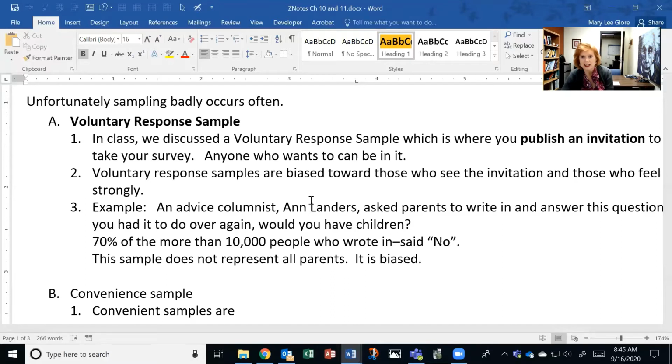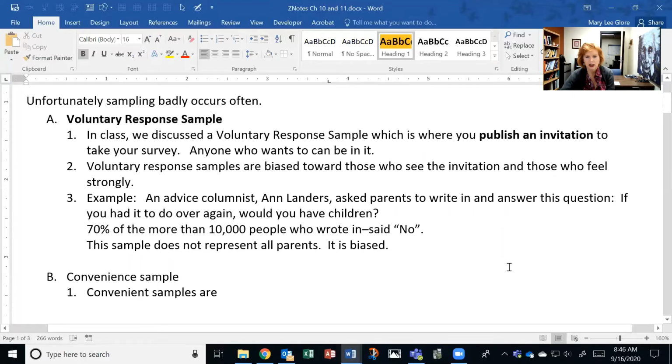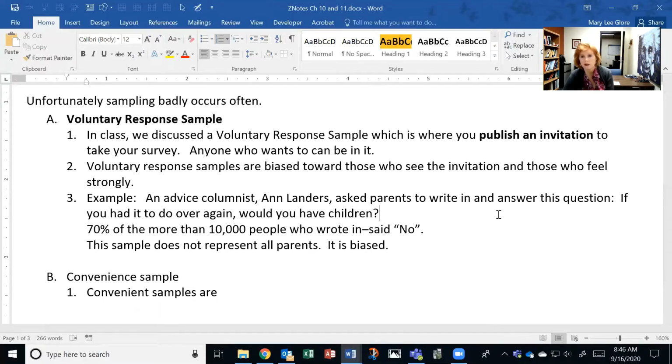So we talked about an example, Ann Landers. She asked parents to write in and answer this question: If you had it to do over again, would you have your children? And as a parent, I'm going to guess that the percentage of people who would not have their children again is very small. But of the 10,000 people who wrote in, 70% of them said no, they would not have their children again, which is crazy.